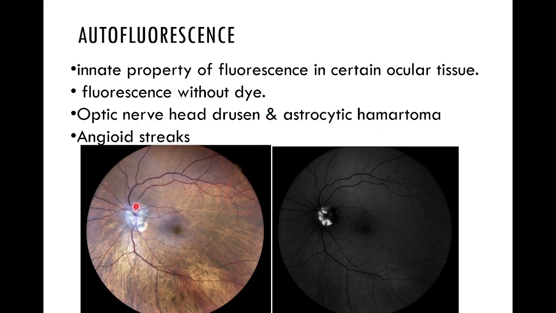See this patient, it mimics papilledema or disc edema, with a blurred disc margin, edematous disc. So if we take the autofluorescence picture, we'll be able to see the autofluorescence of the underlying drusen, optic disc drusen. So there are conditions like optic nerve head drusen, astrocytic hamartoma and angioid streaks where we'll be able to see this autofluorescence.